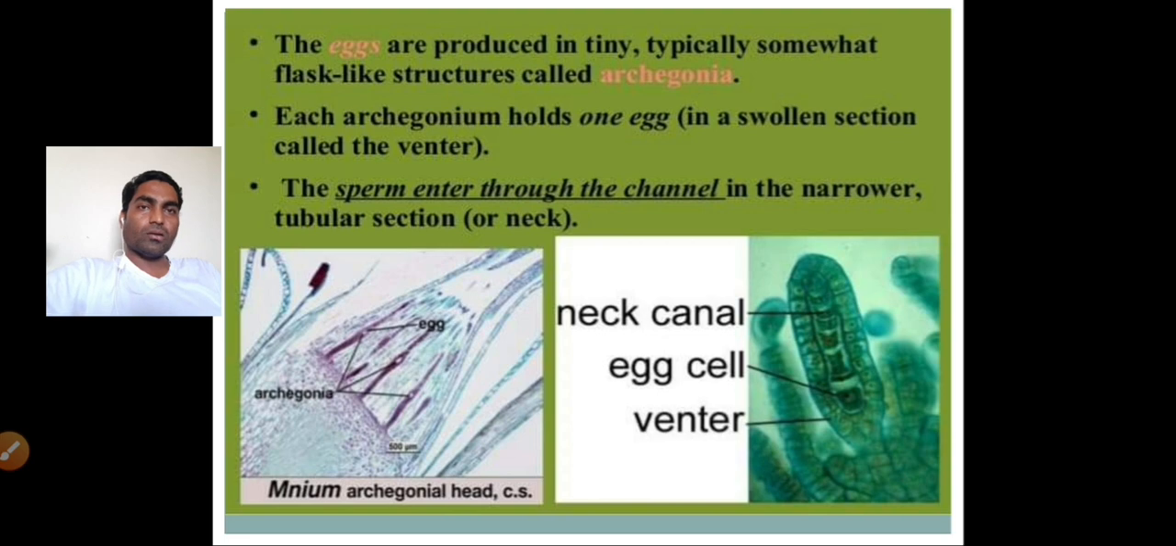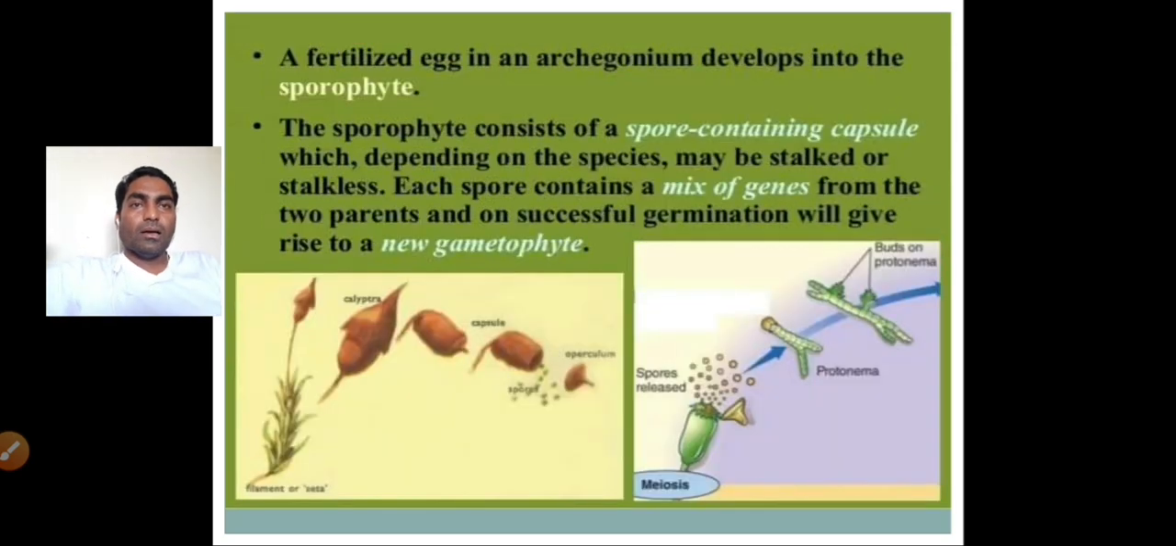If you see the structure of the archegonia, it is a flask shaped structure, which consists of an elongated neck, then the swollen structure called the venter, and within the venter they have the venter canal cell and the egg cell, while the neck comprises the neck canal cells. So, a fertilized egg in the archegonium develops into the sporophyte.